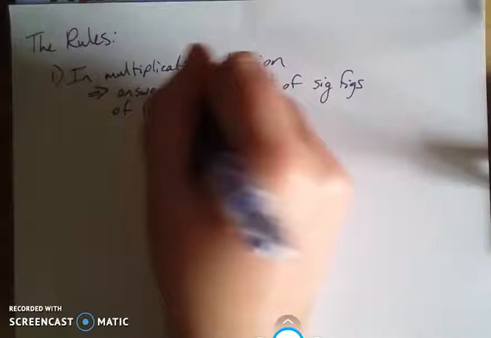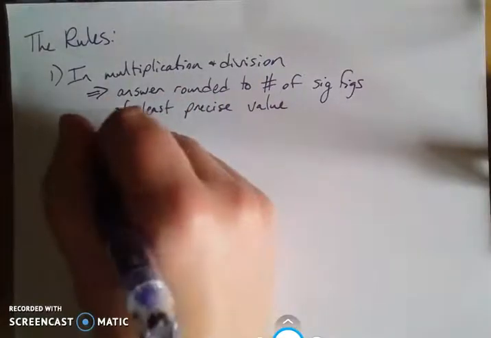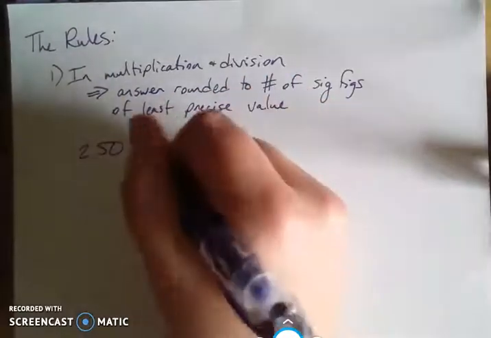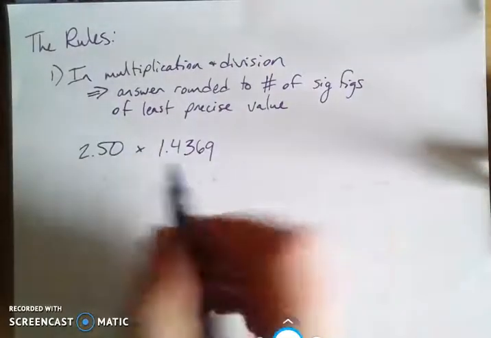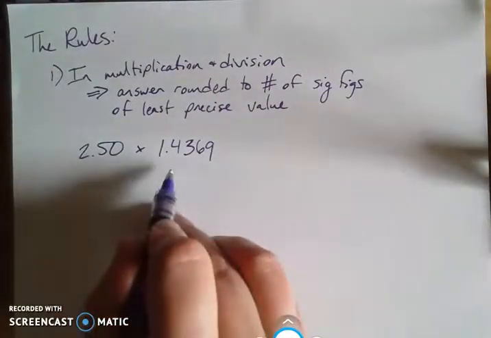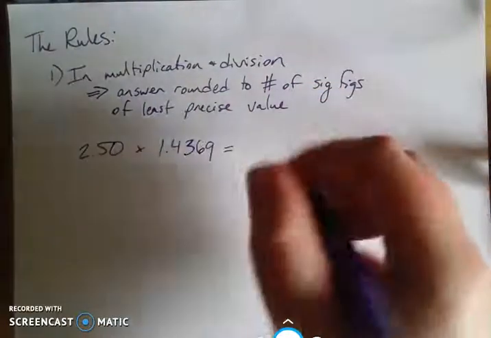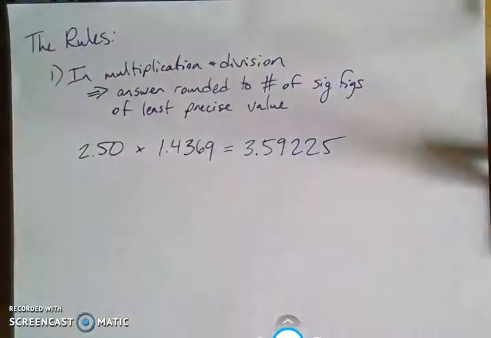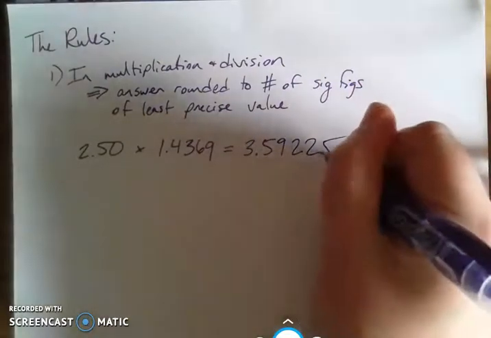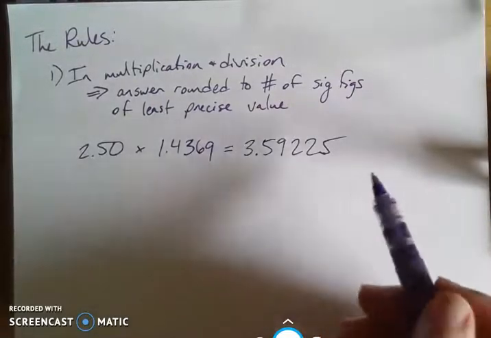So we'll call that the least precise value because that's the one with the fewest number of significant figures. If I have something that looks like this, and I'm just going to do straight numbers here, not values, then when I take 2.50 and multiply by 1.4369 and plug it into my calculator, it gives me an answer, 3.59225, right? And maybe in a math class, that's the answer that you would put, if it didn't give you any information about round to this many places or whatever.